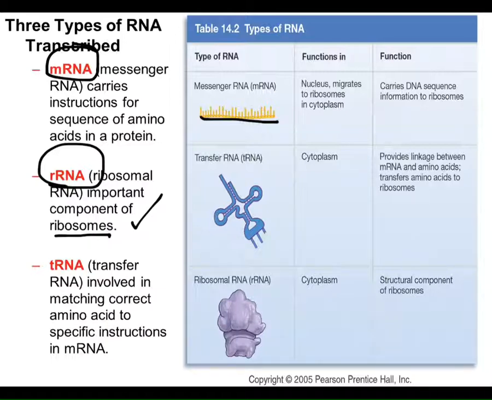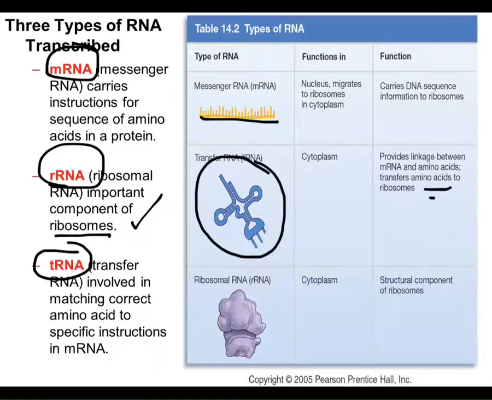Then finally, transfer RNA, and we've seen these already. They look like little lunar landing molecules, and this is a tRNA right here. In the previous picture, they look like little jacks. And those are the molecules that are going to be carrying the amino acid to the ribosome as needed.